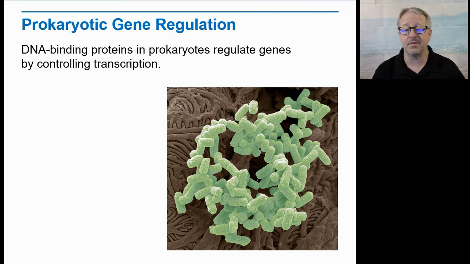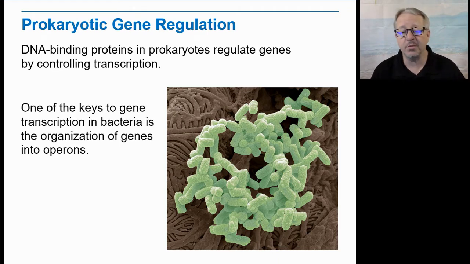So how does an organism know when to turn a gene on or off? Well, one of the keys to gene transcription in bacteria is the organization of genes into operons. An operon is a group of genes that are regulated together. The genes in an operon usually have related functions. The E. coli that we see here in this image, as an example, has operons within its DNA. E. coli are bacteria.